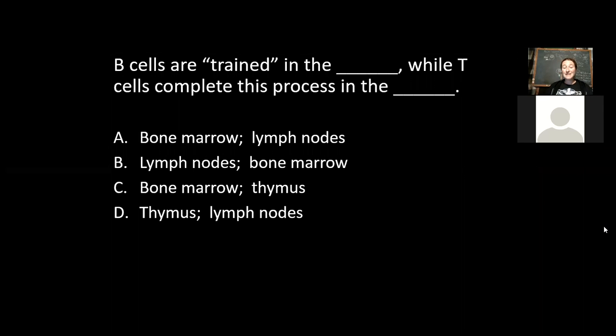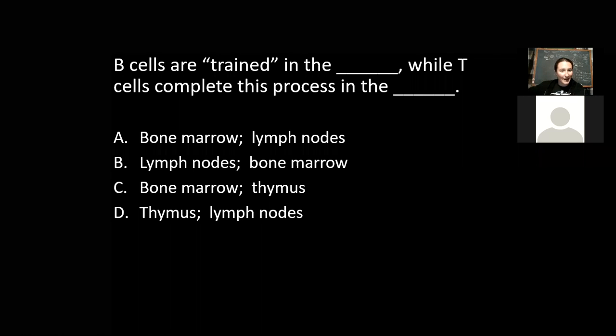Awesome. B cells are B because they're trained in the B for bone marrow, right? T cells are T because they complete this training in the T for thymus. Okay, so again, they're all born, they're all made in the same place, right? They all start with those stem cells all the way in the bone marrow, and then the B cells grow up in the bone marrow. The T cells get shipped off to their aunt to be raised, and then they can go forth and do wonderful things with their lives.